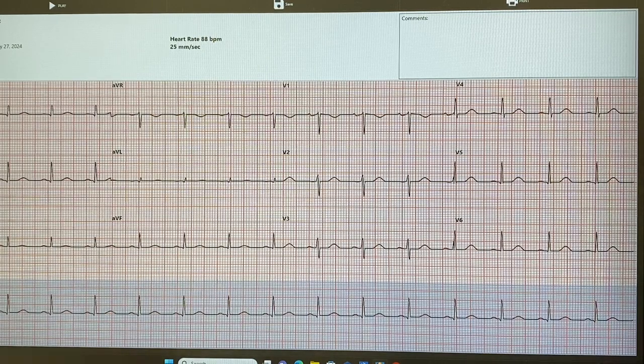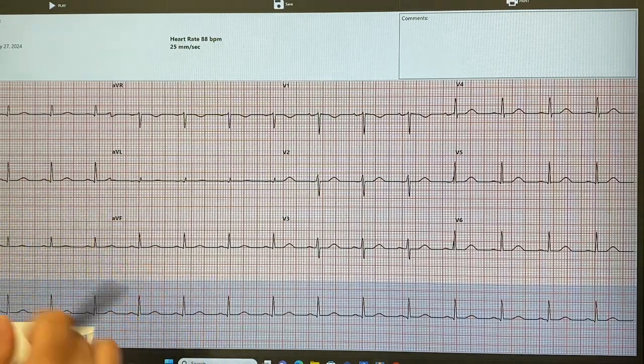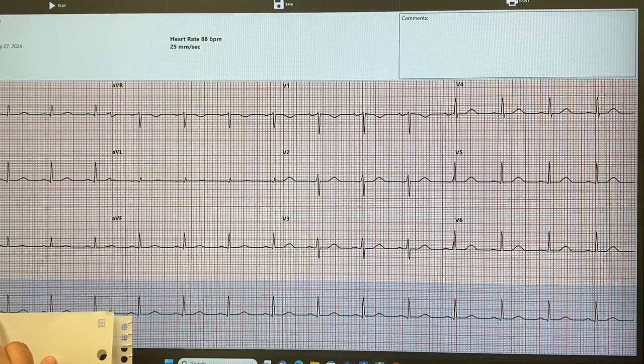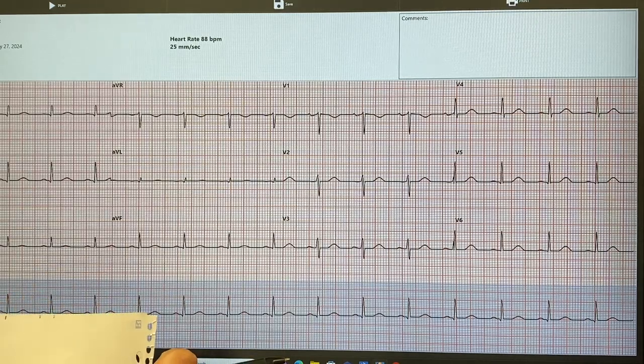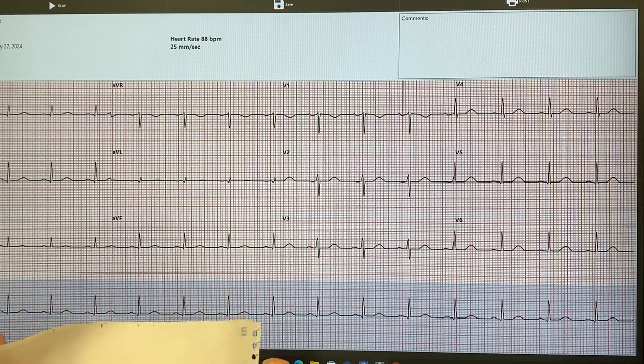And now what we're looking at is we want to see, are the PR intervals consistent? Are they all the same all throughout the EKG? So now, align them. They're all the same.